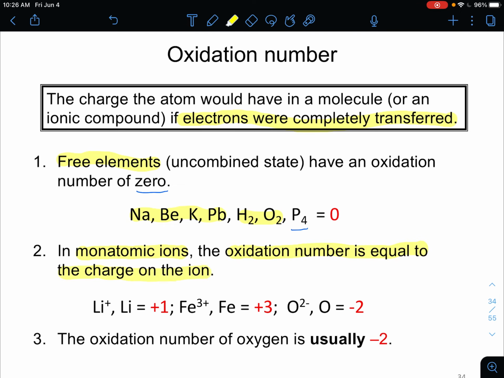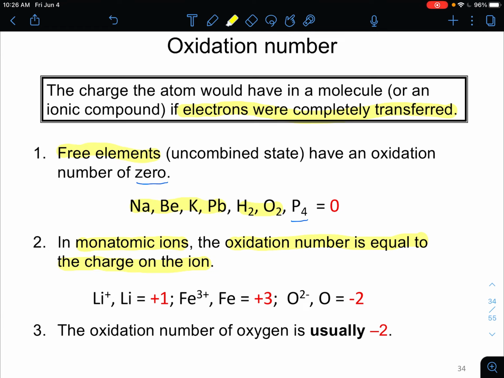Now we get to rules where there may be some exceptions, but for the most part we can follow these. Anytime you encounter oxygen as part of a chemical formula, we're going to assume that the oxidation number is -2. The only time that's not true is with things like peroxides, which we won't really be looking at at this point.